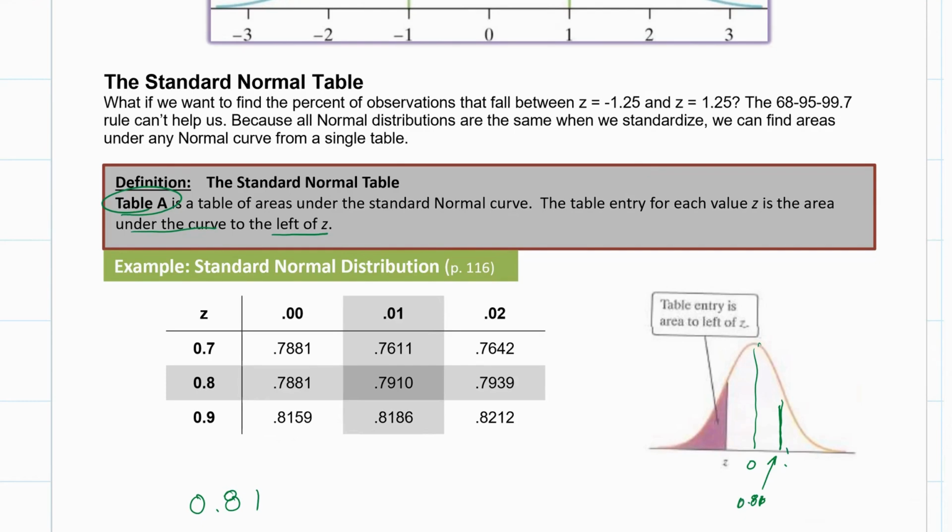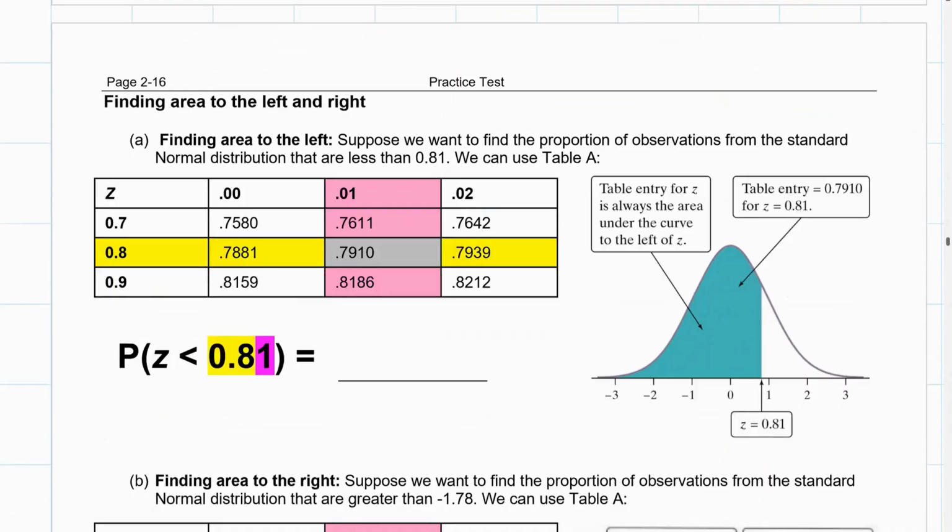Right? And we say if we shade in that area to the left of that line and stay underneath the curve, it represents about 79% of the entire area under the curve. All right? So we're going to be using the standard normal table to find these numbers. Let's see this in action.